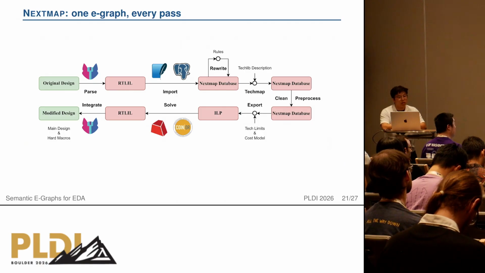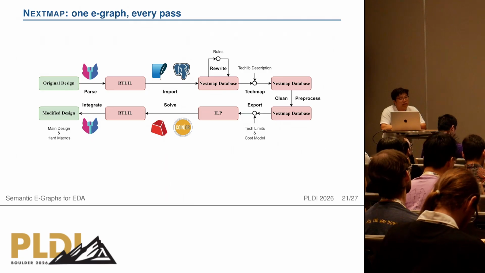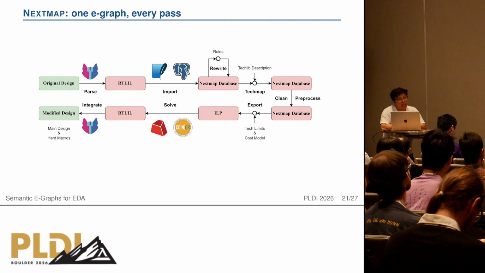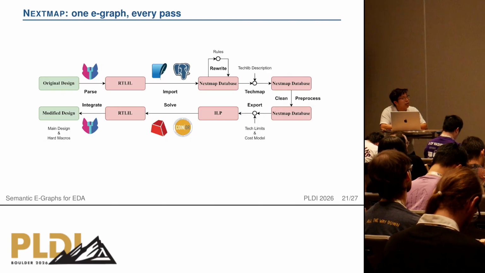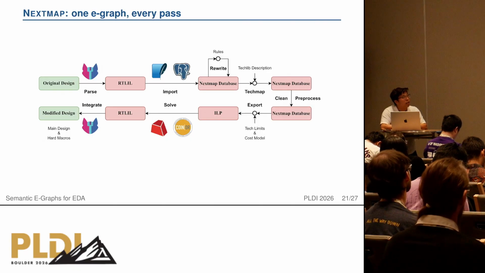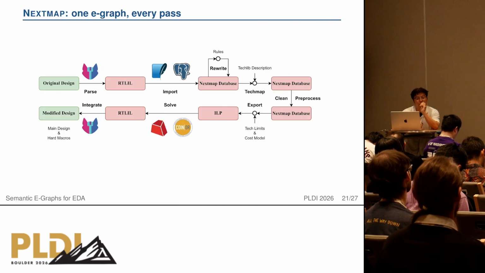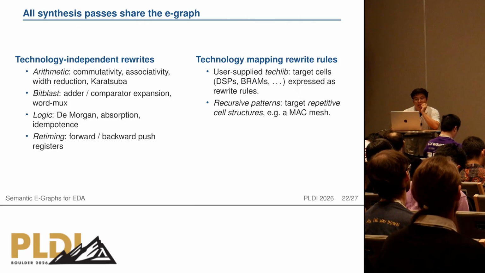So here's our workflow. We have the RTL in and have the semantic e-graph do the search and optimization and mapping, and we export everything into ILP constraints and do the extraction and output the mapped design as a final result. And all our synthesis passes share the same e-graph. We have technology-independent rewrites, including arithmetic, bit blasting, some logic, and some retiming.